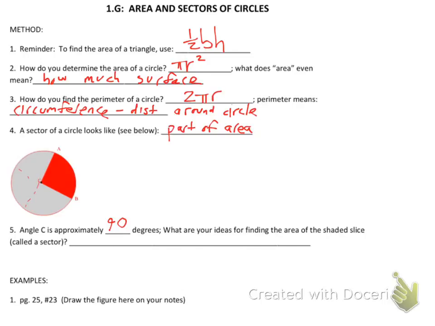What are your ideas for finding it? I would say this. I would multiply the percent used, because this not only applies to sectors, it also can apply to arcs. Percent used times total area. Hopefully that would be enough. If you need to put more into that, do it.